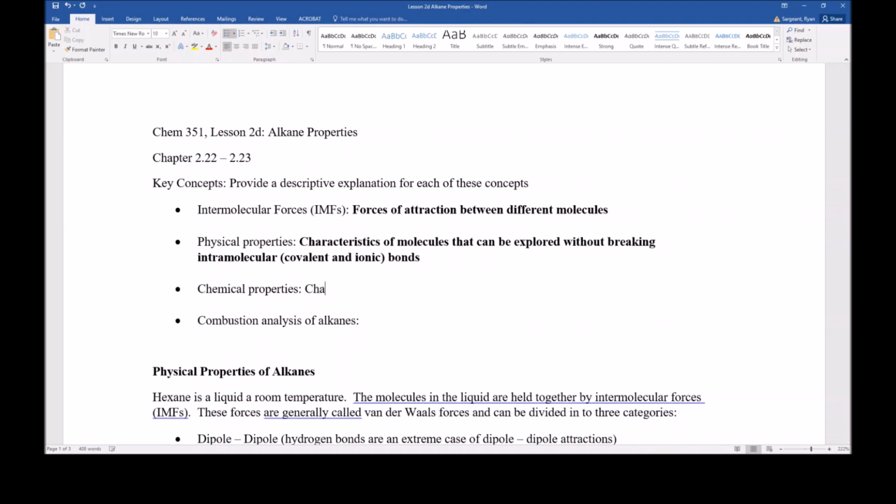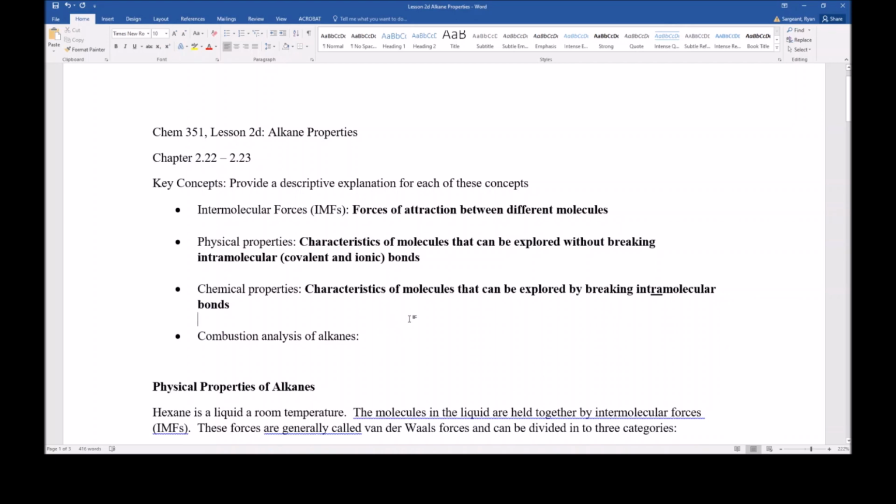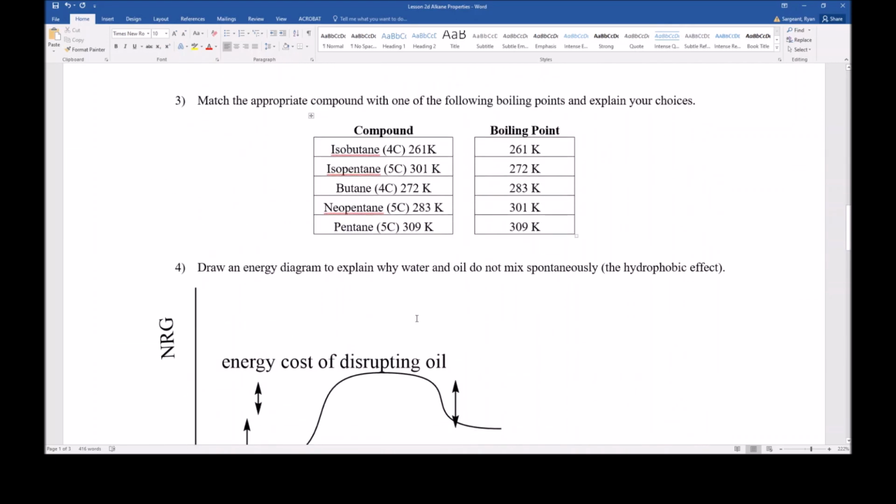So the next thing I want to think about is chemical properties. And this is characteristics, let's see if I can spell it correctly this time, of molecules that can be explored by breaking these intramolecular bonds. And I'm going to underline this just to make sure that you know I'm not talking about these IMFs, intermolecular bonds. Okay. And so we're going to start to react to these things. We're going to combine them in new ways, and we're going to think about how they behave.